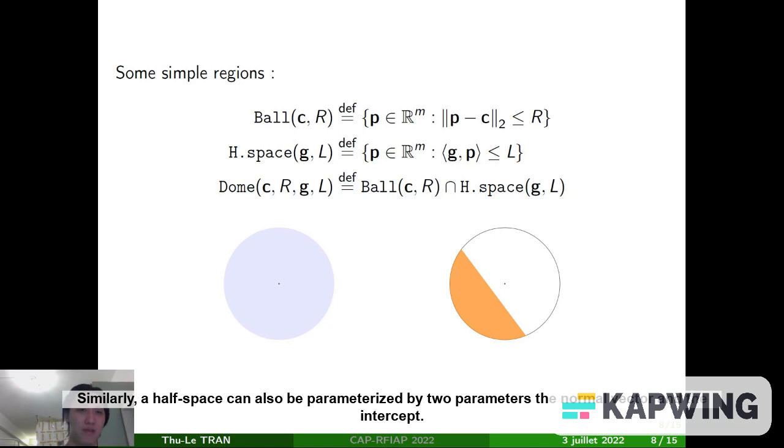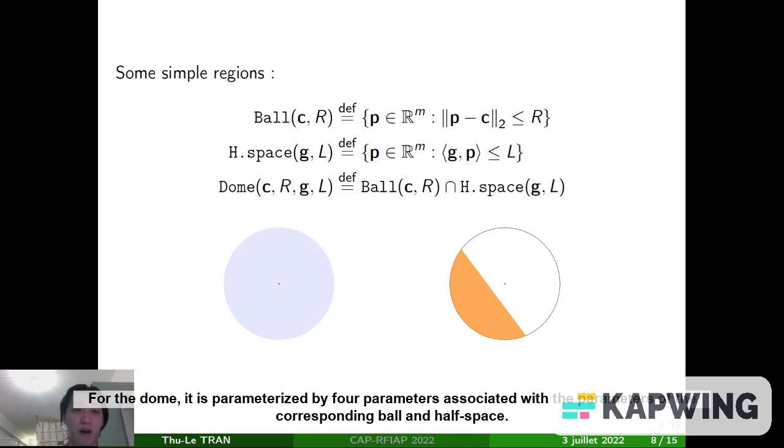Similarly, a half space can also be parameterized by two parameters, that is the normal vector and the intercept. For the dome, it is parameterized by four parameters associated with the parameters of the corresponding ball and half space.